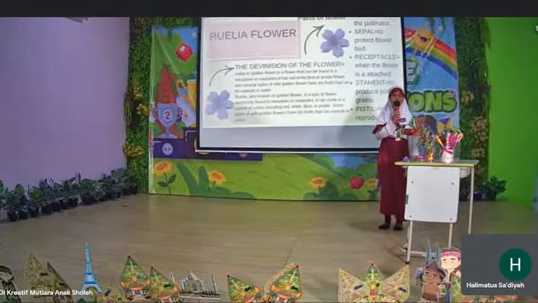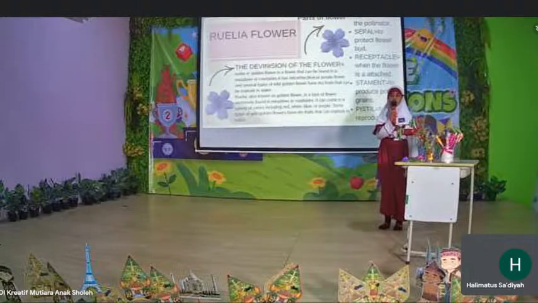And do you know the function of the pistil? Okay, the function of the pistil is the female reproductive organ. And the second is stamen. The function of the stamen is to produce pollen grains. And the third is receptacle. The function of the receptacle is where the flower is attached.